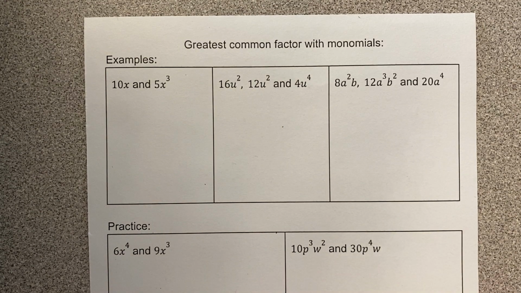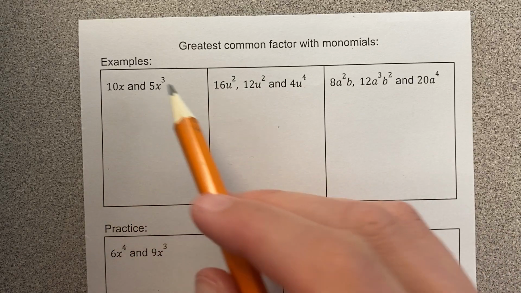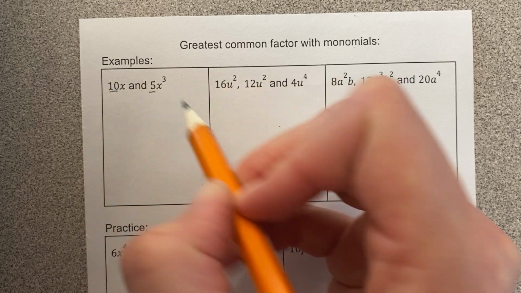We're gonna do the same thing now with monomials. Now, here's the thing. The number is actually the hard part. The variables are not too bad. We're gonna basically just treat them separately. So I'm gonna start with 10 and 5 and find the greatest common factor.